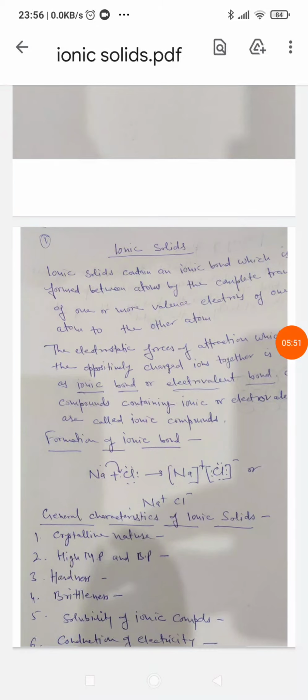Number 6, conduction of electricity. Ionic solids consist of ions. They do not conduct electricity in solid state. Why? Because the anions and cations, on account of the strong electrostatic forces, are strongly held at particular positions in the crystal lattice and they are not free to move. That means there is no current flow.